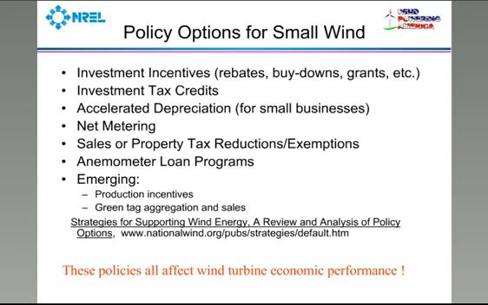The other thing that's happening is green tag aggregation and sales for small wind turbines. You can imagine that the wind turbines produce quote-unquote green electrons. We can actually peel off the greenness and sell the greenness separate from the electron, and that's what the green tags are. And big turbines often do it.